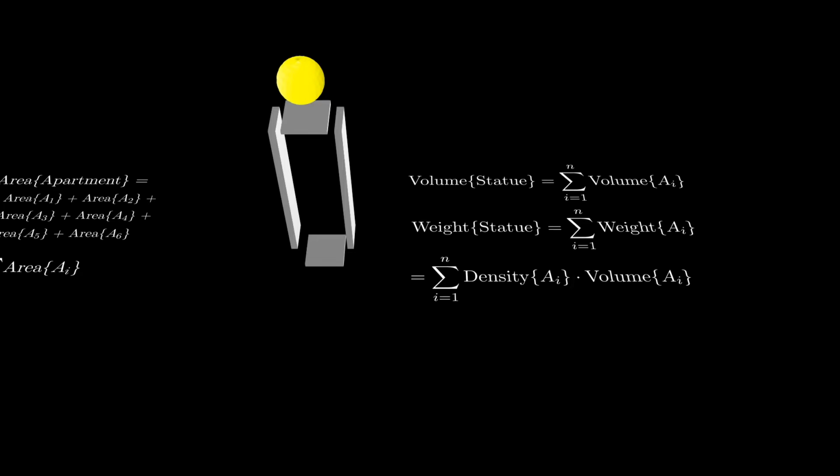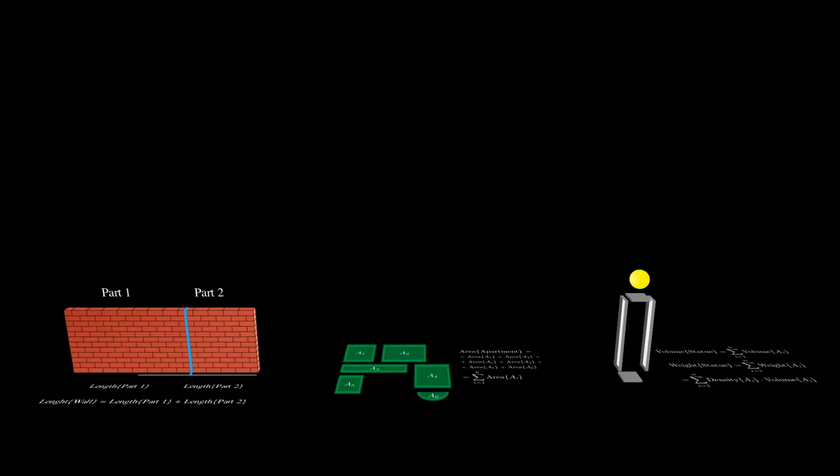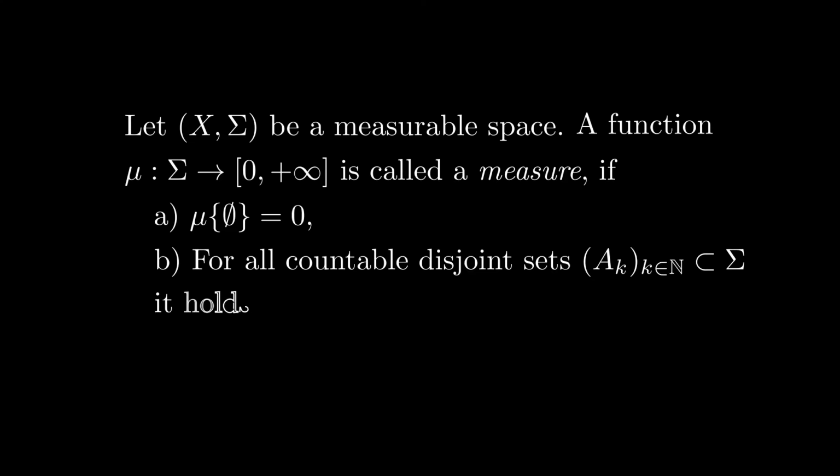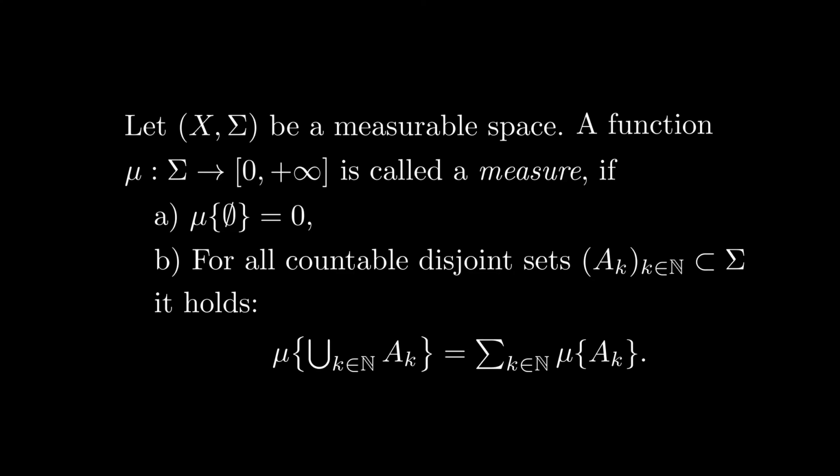Okay, so how do mathematicians define a measure? First of all, you need to have a measurable space (X, Σ). That means that you need to have a set X and the corresponding sigma-algebra on that set. This is the wall, the apartment, or the statue, and their corresponding measurable sets. Then, a function μ from Σ to the positive extended real numbers is called a measure if it satisfies 2 things. First, it should assign the value 0 to the empty set. That is, the length, the area, the volume of nothing should be 0.